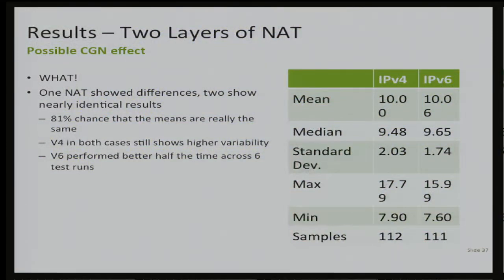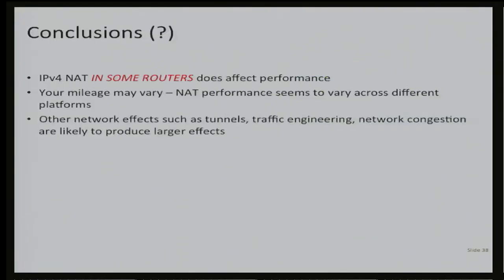Really what we think is this is a difference in performance of the lower end routers. Some routers show better performance with NAT and with V6 than others, and so when we had them in combination, it smoothed out some of the differences. IPv4 NAT only in some routers will affect performance, but these effects are relatively subtle.